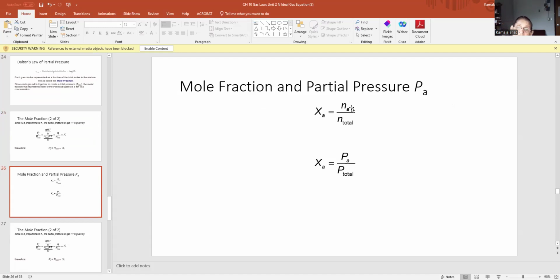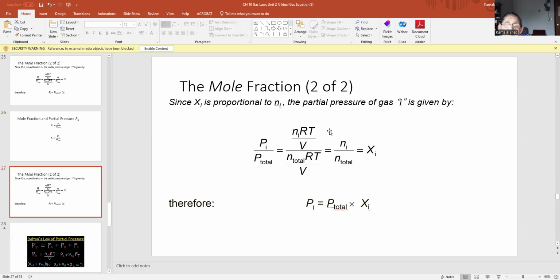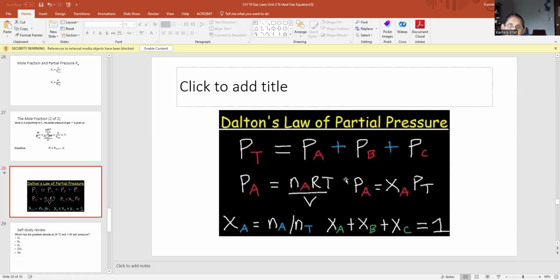So if Pa is the partial pressure, Na is the partial moles, and N total is the total number of moles, the ratio is the same. The mole fraction can be substituted either in terms of moles or in terms of pressure. And this is the same derivation that is done above.